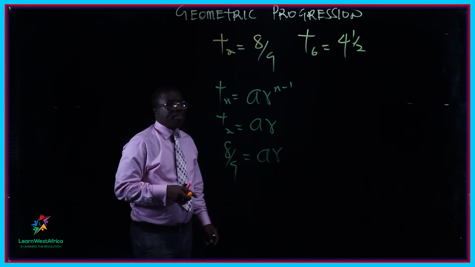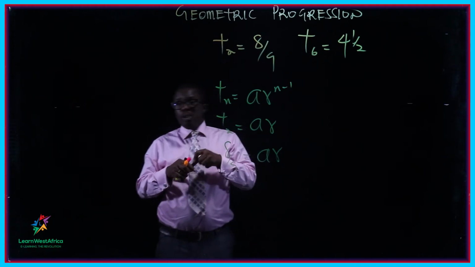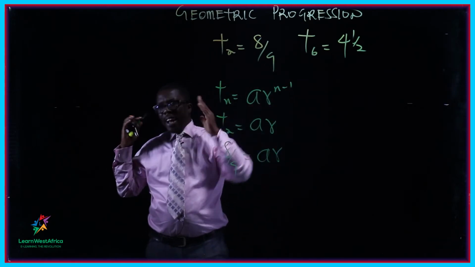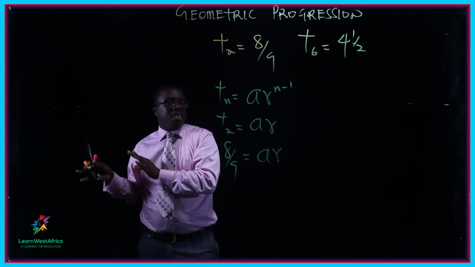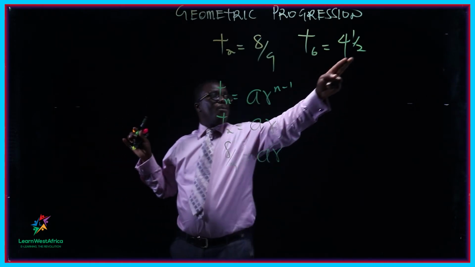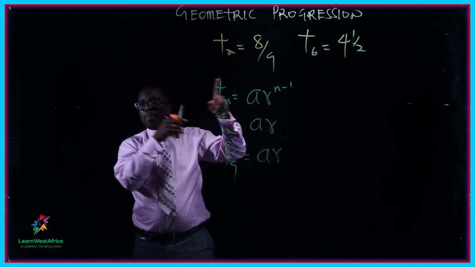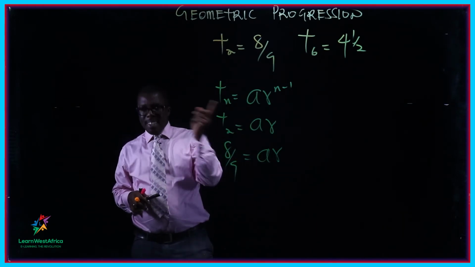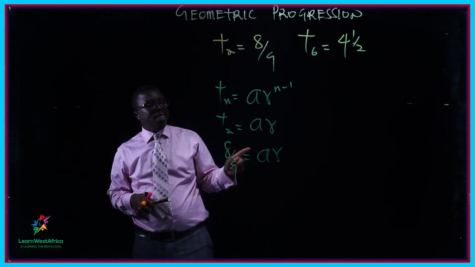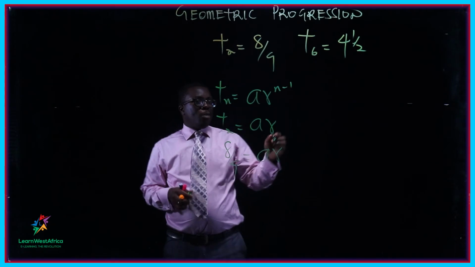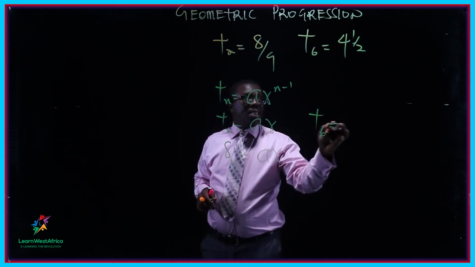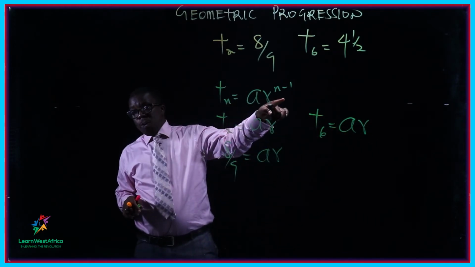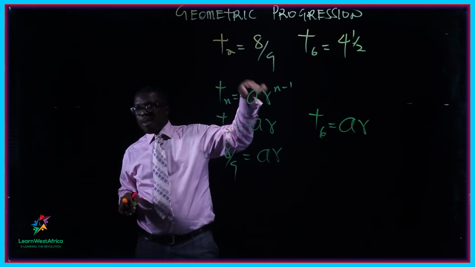Hope that is clear. The same principle, we extend it to our T6. Now, because it's 8 over 9, it's only logical that we try and convert the 4.5 for it to also look like an improper fraction. 4.5 would give you 4 times 2 is 8, 8 plus 1 is 9, 9 over 2. So our T6 will be 9 over 2. All right, so let's see what T6 will mean. T6 will give us A R, instead of n minus 1, because this time it's 6, it's going to be 6 minus 1.